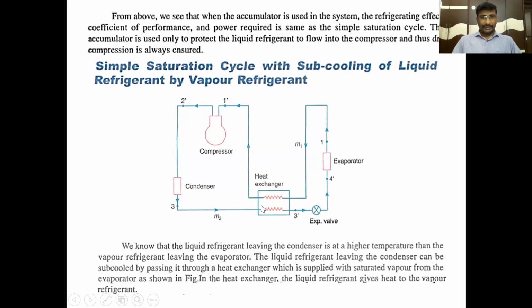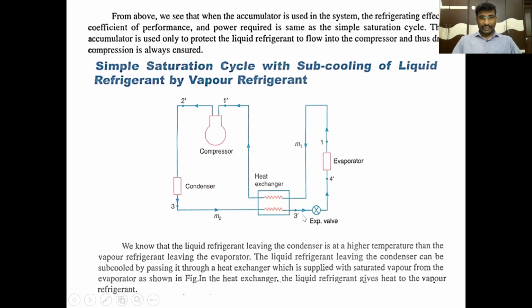Let us look at this diagram. This is the compressor. From 1 to 2 is the isentropic compression process in the compressor, and 2 to 3 is the condensation process in the condenser coil. The amount of refrigerant which is condensed is M2. This M2 amount of refrigerant after condensation will be sent to the heat exchanger, placed before the expansion valve.